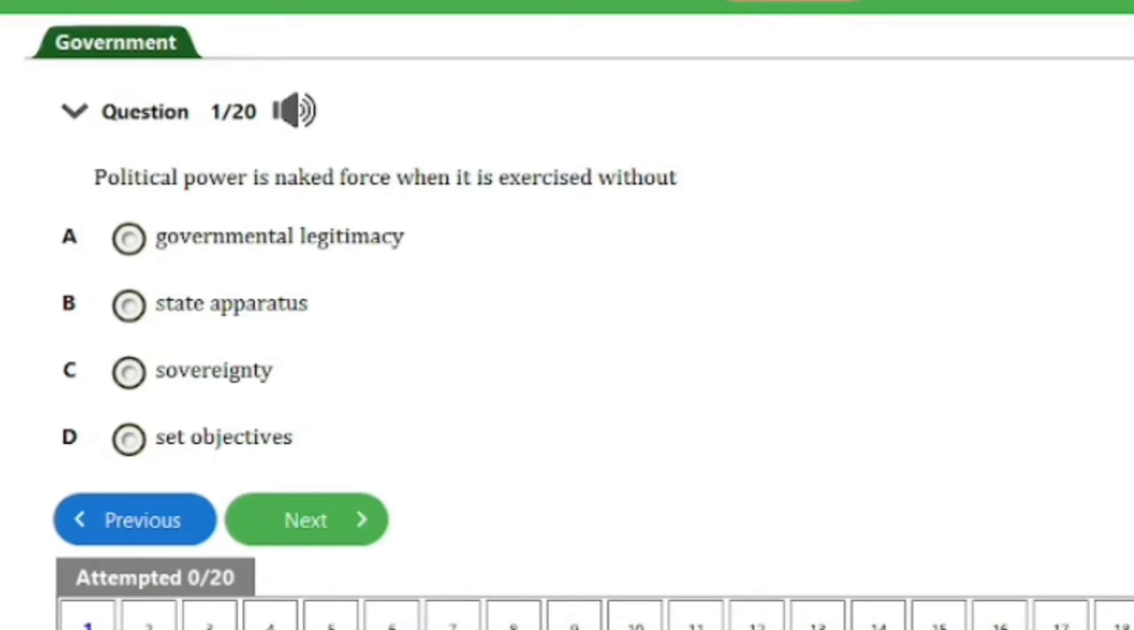It says, political power is naked force when it is exercised without A. Governmental legitimacy, B. State apparatus, C. Sovereignty, D. Set objectives. So guys, the answer to this question is option A here. That's governmental legitimacy. So let's continue with the next question, guys.